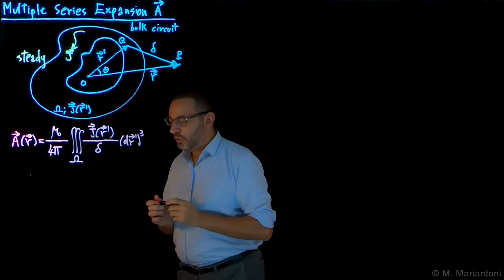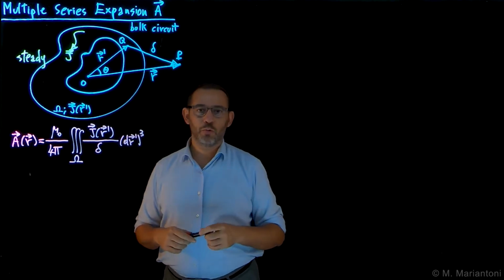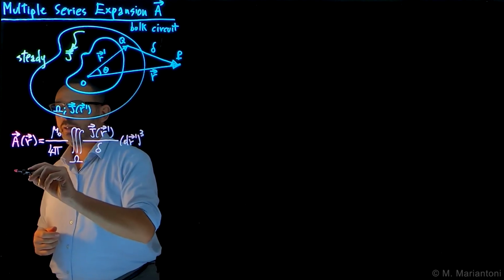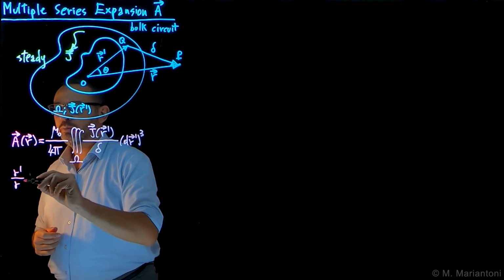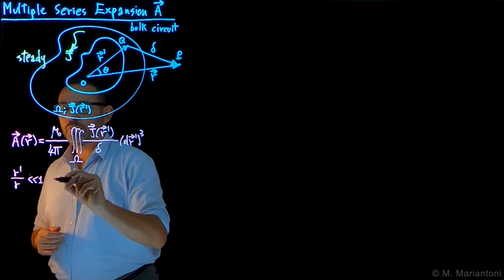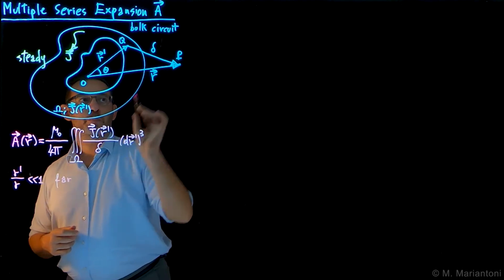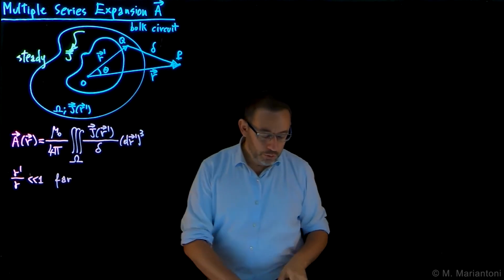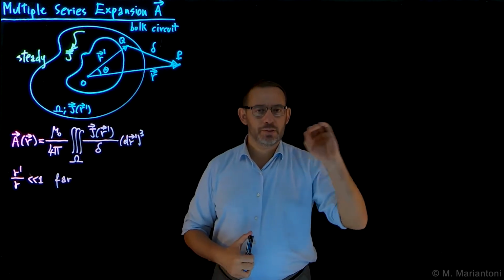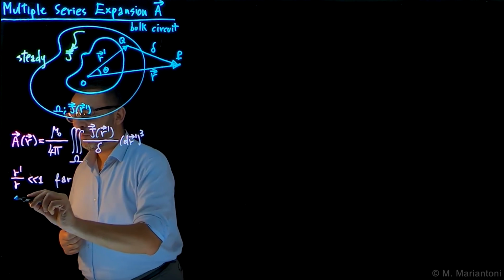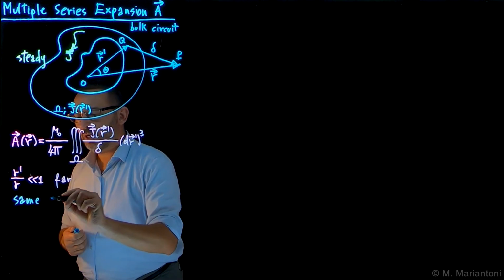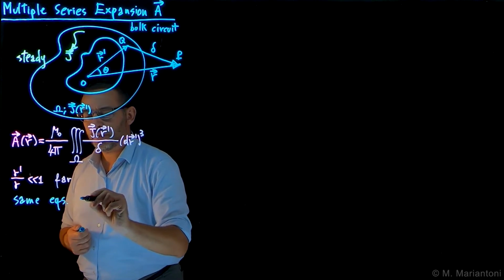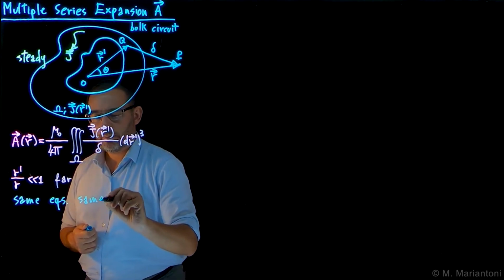Great. So now that we know that, let's assume as always that we are in the condition such that r prime divided by r is much smaller than 1, which means we are far away. So capital P is far away from the current distribution. So under these conditions, we can do the following mapping. Same equations, same solutions.